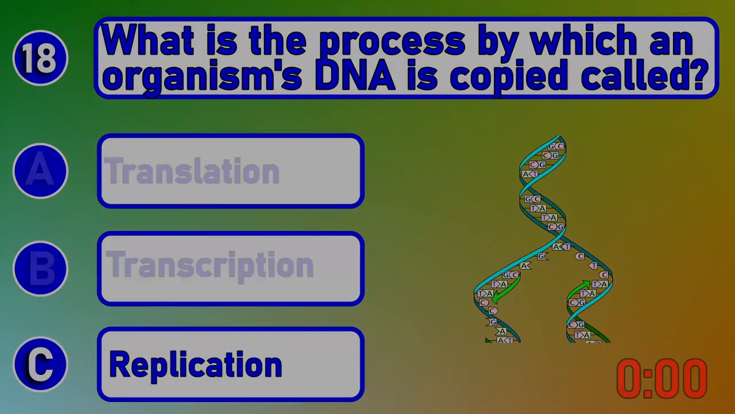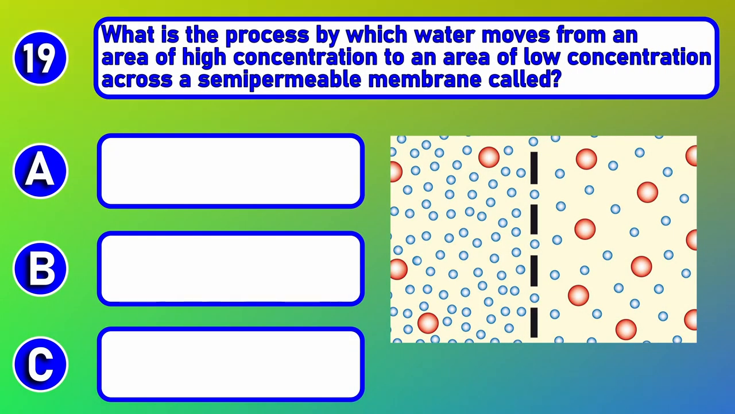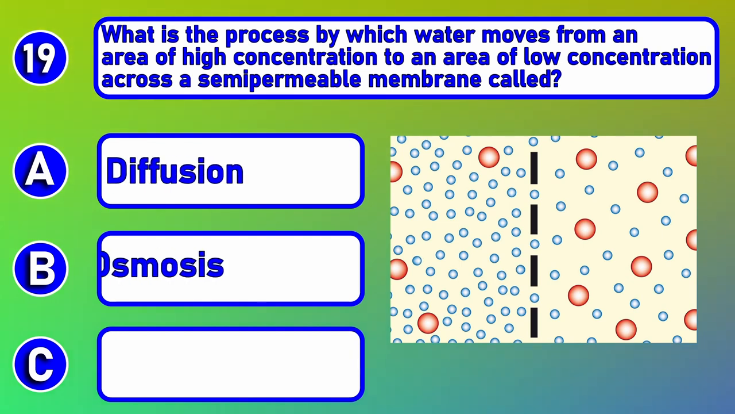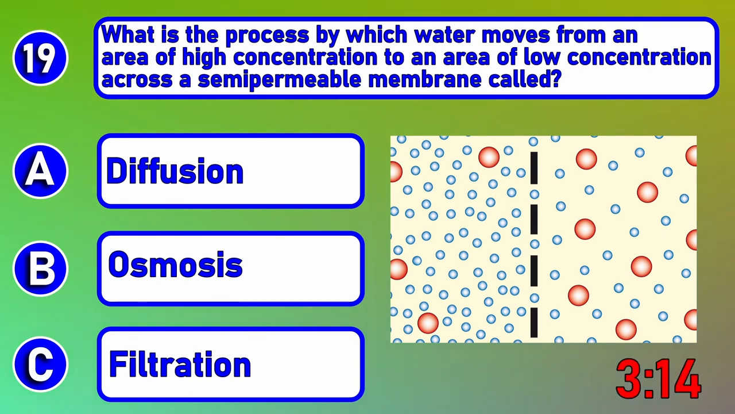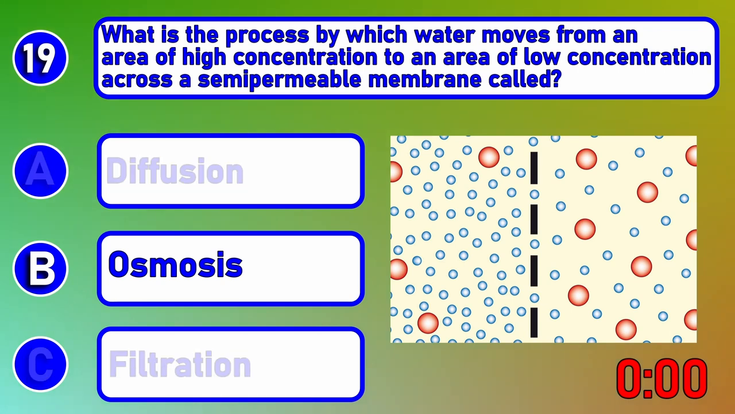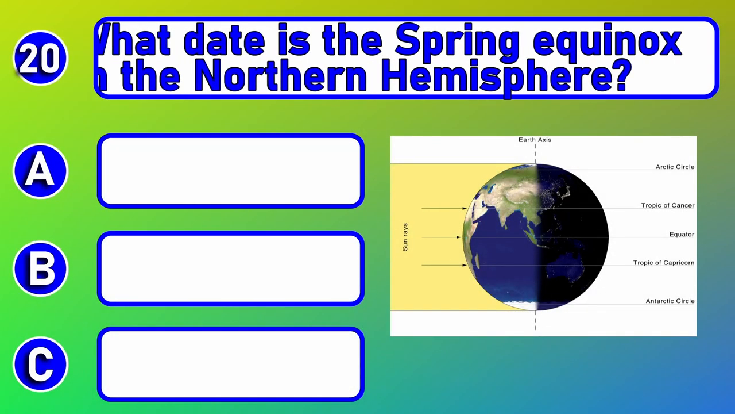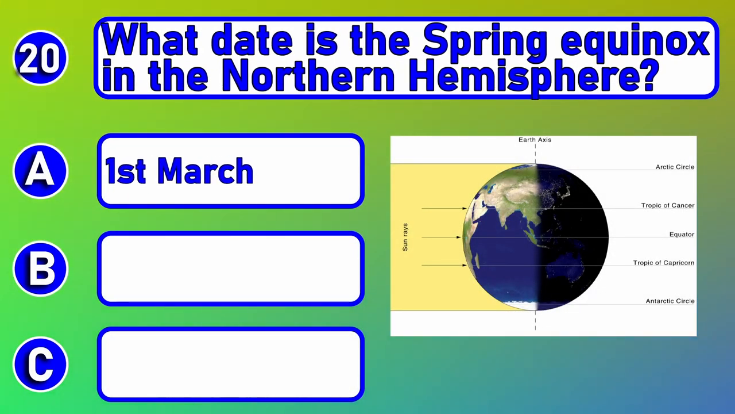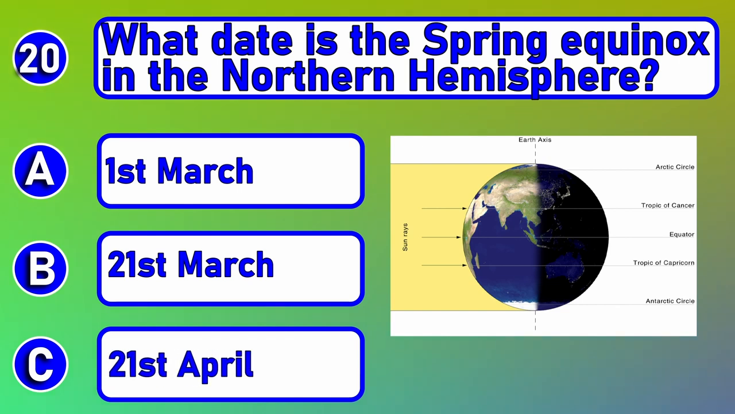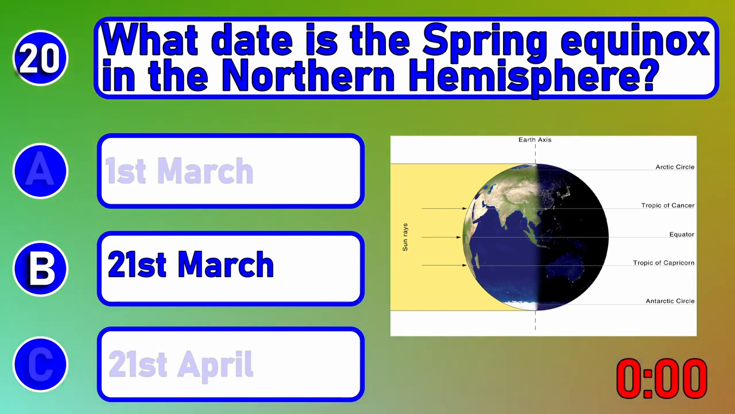Question 19. What is the process by which water moves from an area of high concentration to an area of low concentration across a semi-permeable membrane called? Diffusion, osmosis, or filtration? And that is osmosis. Question 20. What date is the spring equinox in the Northern Hemisphere? 1st of March, 21st of March, or 21st of April? And that is B, the 21st of March.